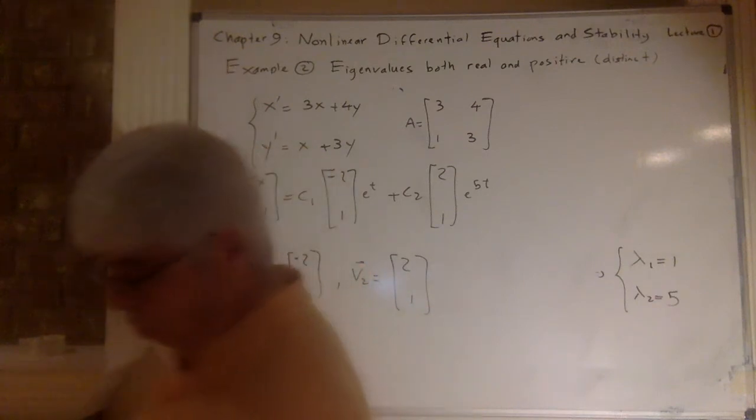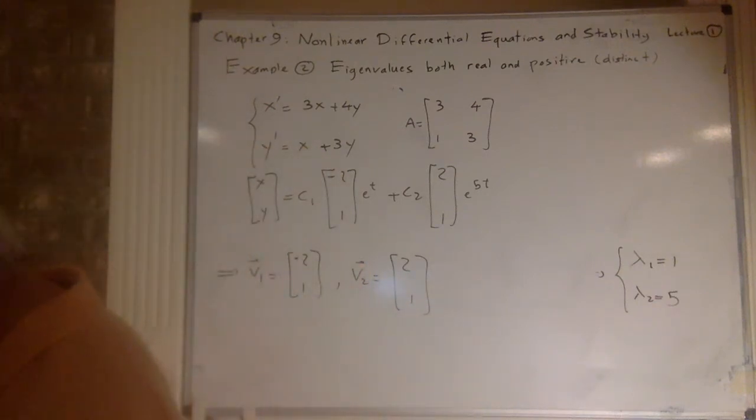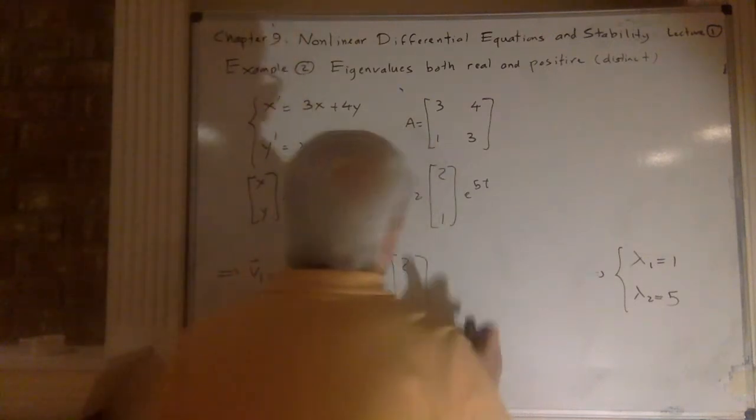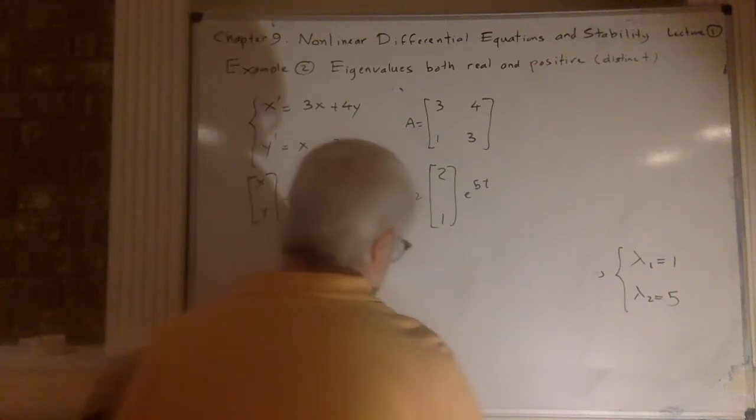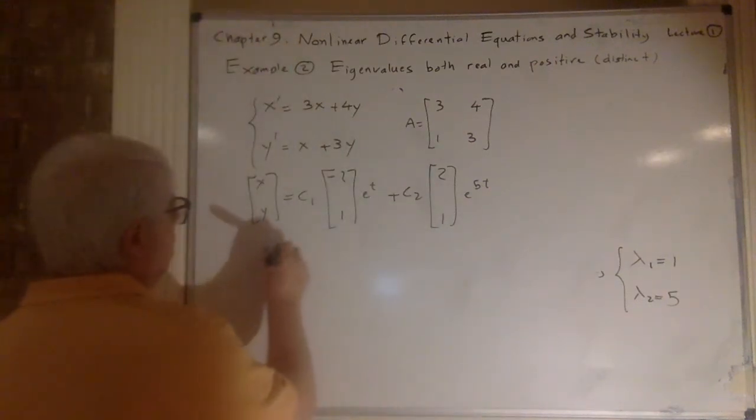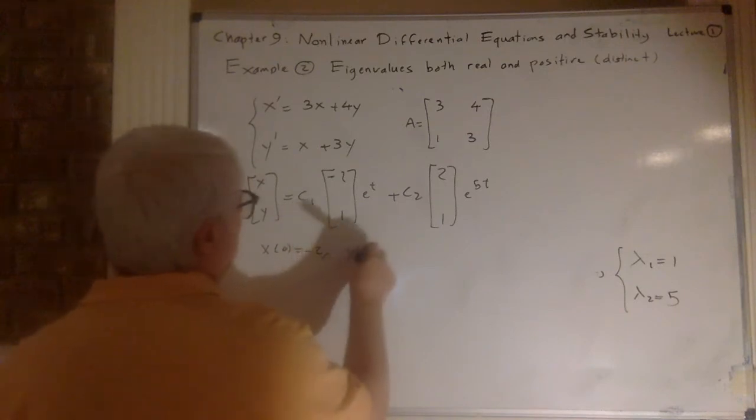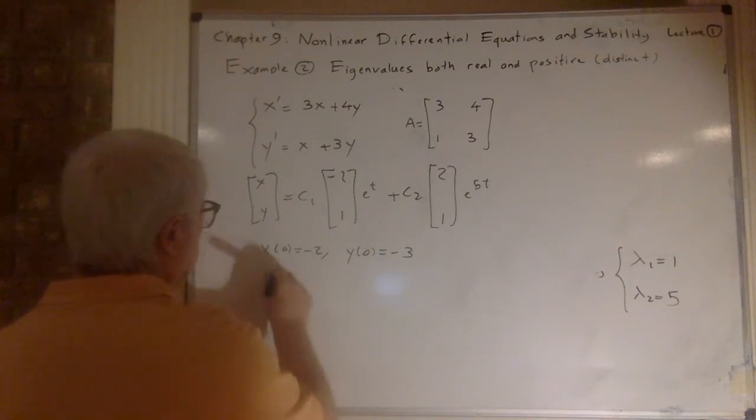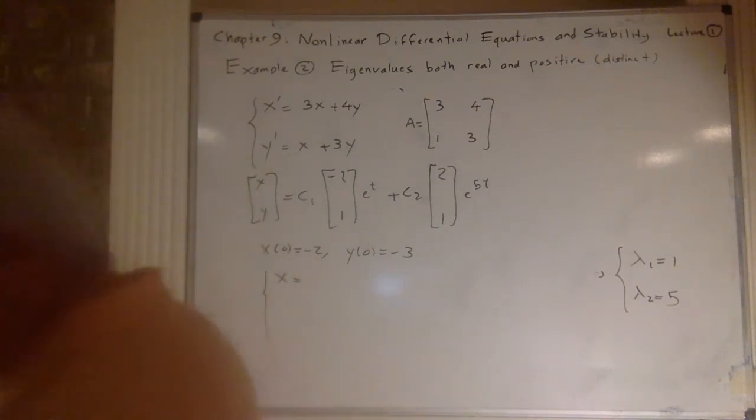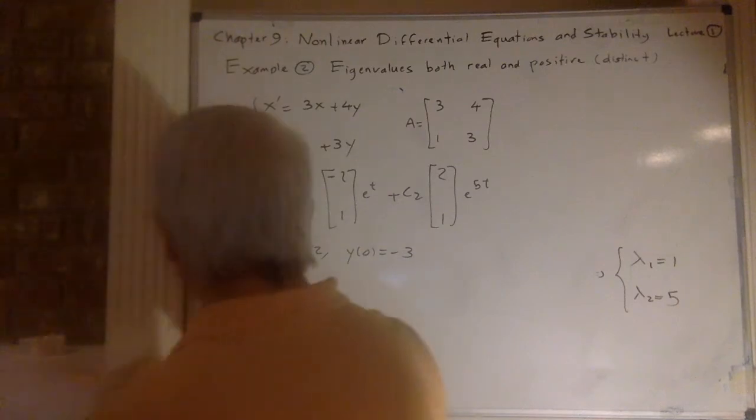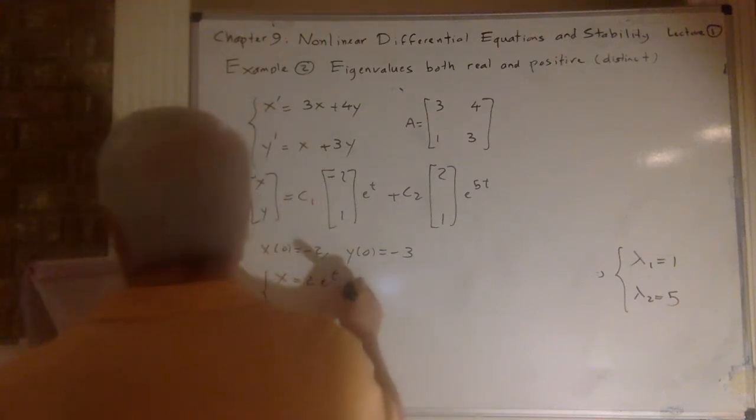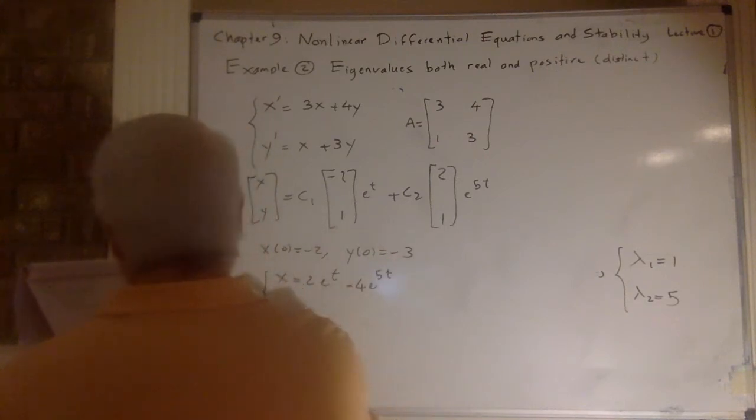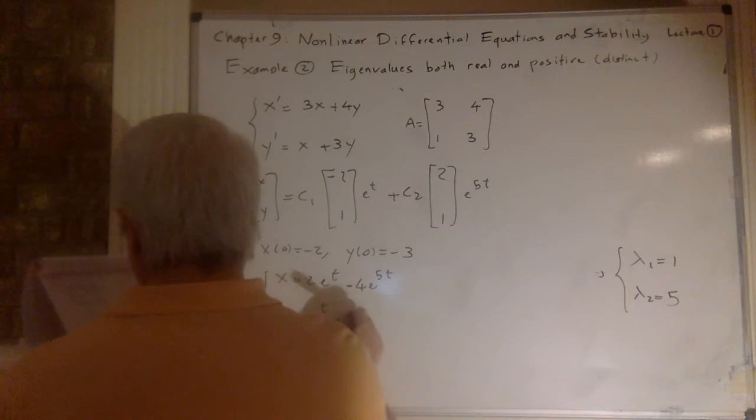Now I start this one at what point? Minus 2 and minus 3. So let's say x at 0 is minus 2 and y at 0 is minus 3. So just do the same thing, and I found x to be 2 e to the power t minus 4 e to the power 5t. And y is minus e to the power t minus 2 e to the power 5t.